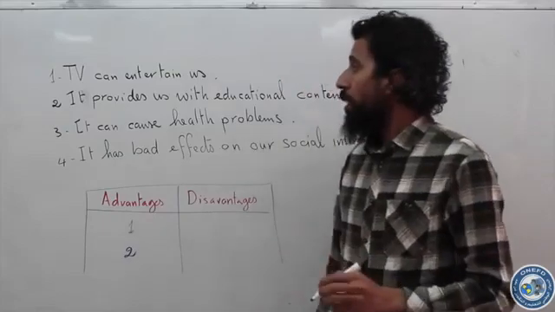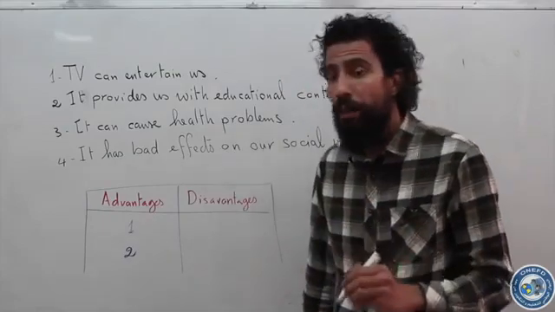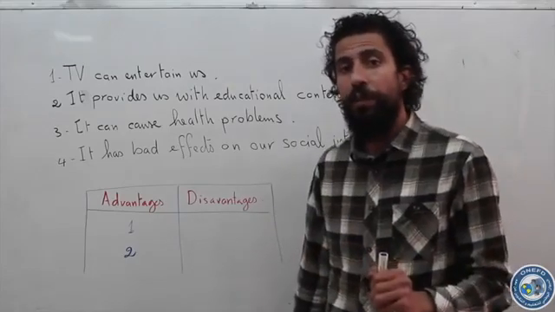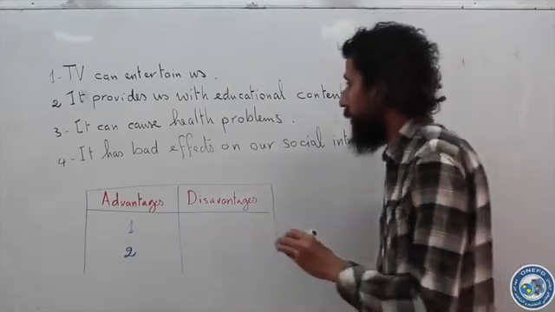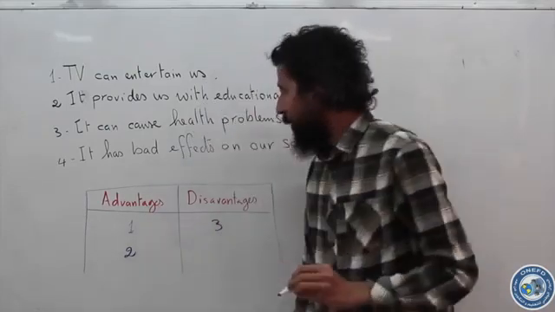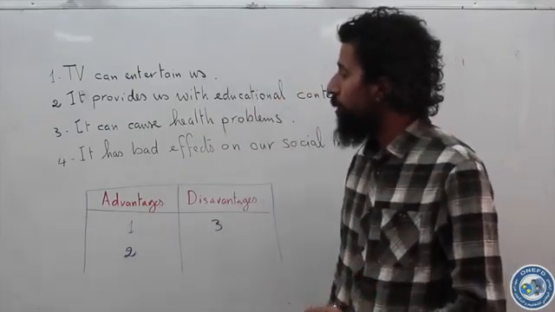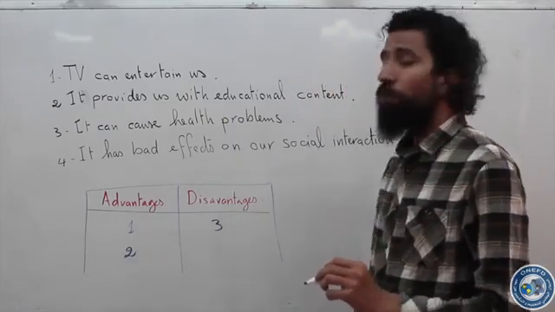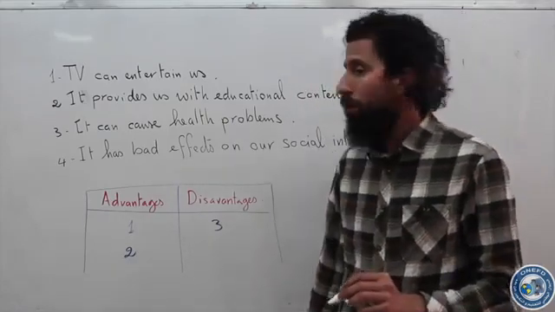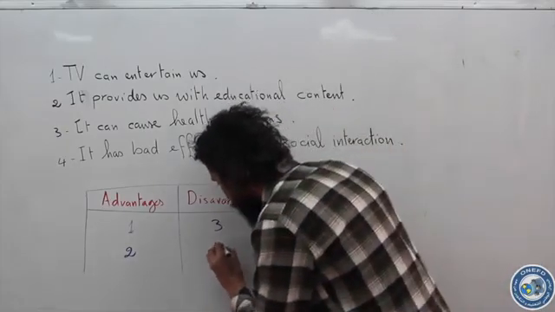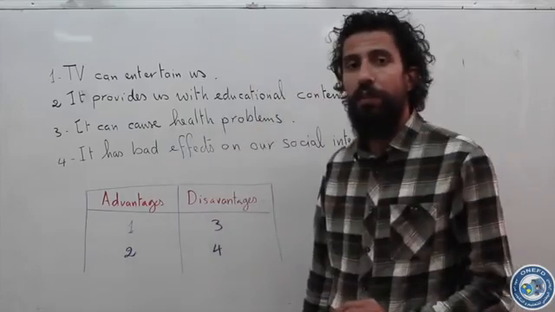Third sentence. It can cause health problems. Advantage or disadvantage? It's disadvantage. So 3 is written here. Fourth one, and the last one, it has bad effects on our social interactions. It's disadvantage, and you are right. So here is the answer.